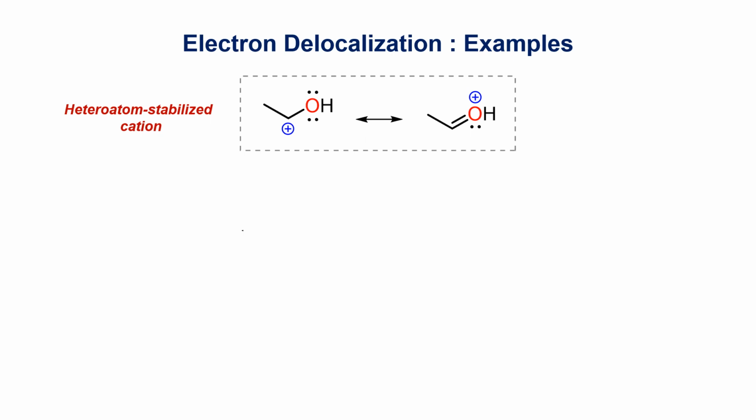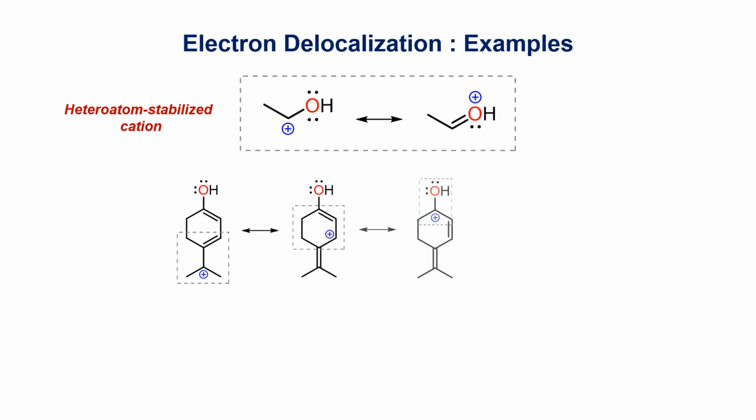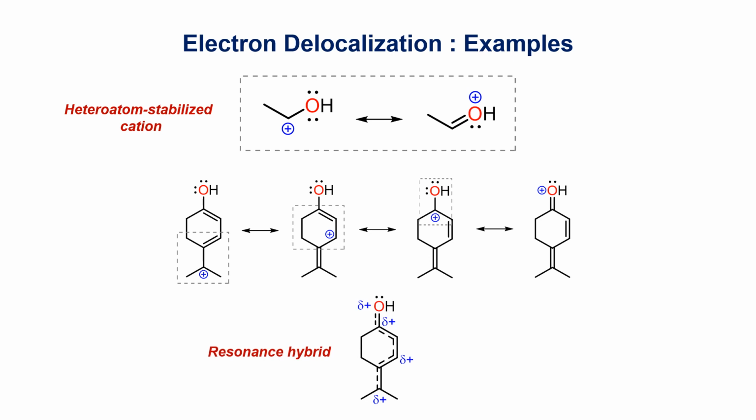There are many structures, however, that combine carbocation patterns. Here the carbocation is stabilized by allylic delocalization as well as heteroatom stabilization from oxygen. The overall hybrid structure then reflects the spreading of the charge over the relevant atoms.